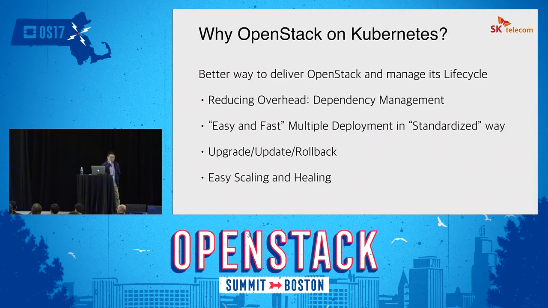So we decided to look at some platforms to help with that, and we used Kubernetes and put OpenStack on Kubernetes. What we're trying to do is find a better way to deliver OpenStack and manage its lifecycle. So we want to reduce the overhead, like dependency management, and have fast multiple deployments in a standardized way, and upgrade, update, rollback should be easy, and easy scaling and healing. And finally, we decided that we need the underlying platform to do the OpenStack lifecycle management for us. That was Kubernetes.